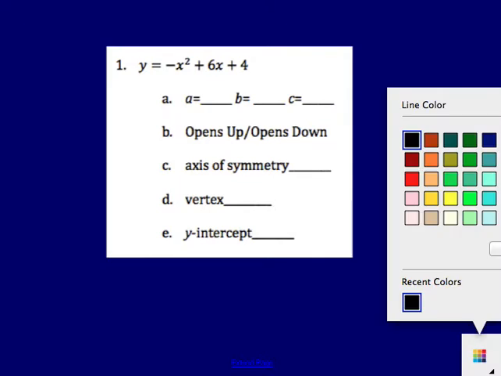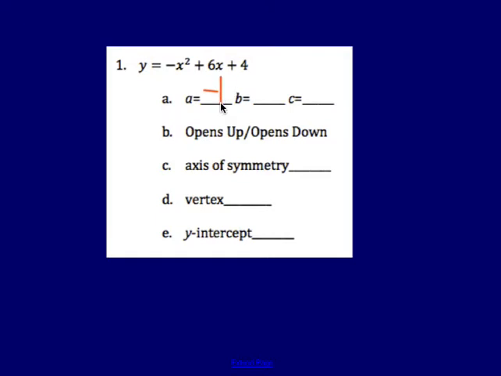All right. K through L. So let's go ahead and calculate this out. So my a is going to be -1, b is 6, and c is 4. Now we're going to calculate out the axis of symmetry. I know it's going to open down because my a is negative.